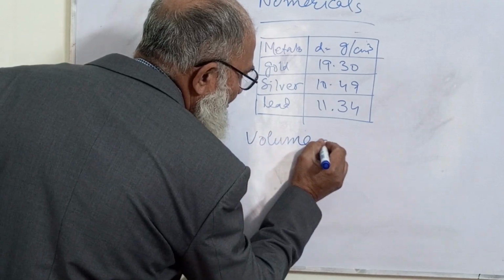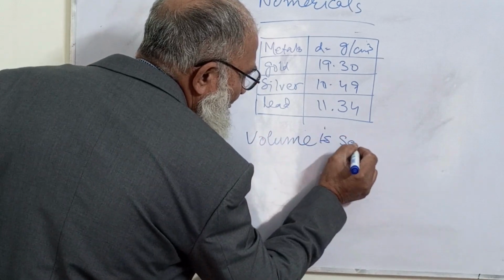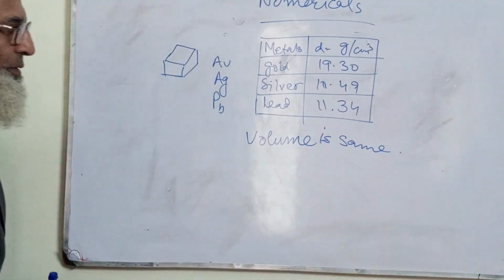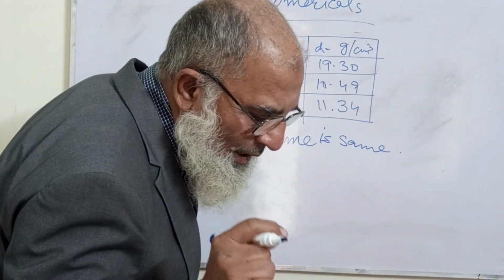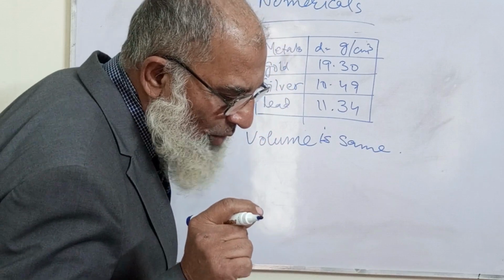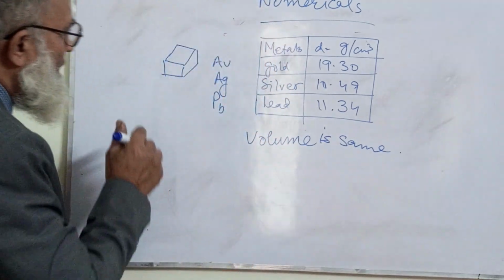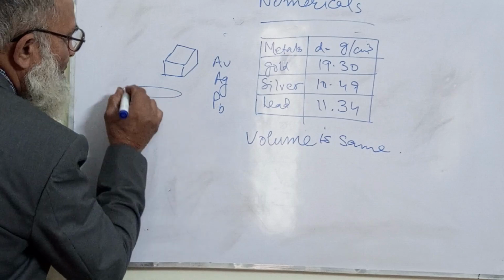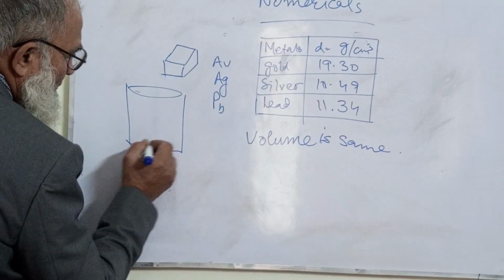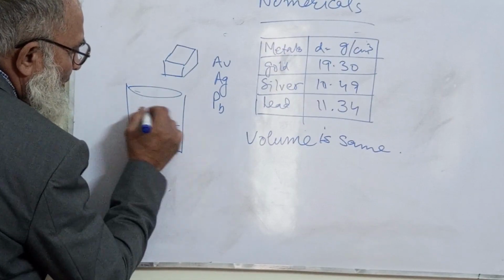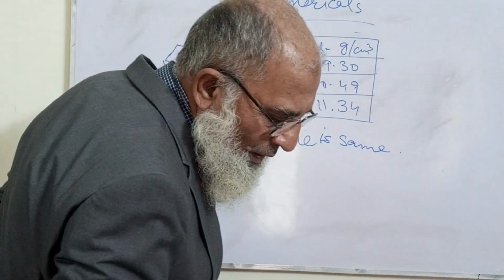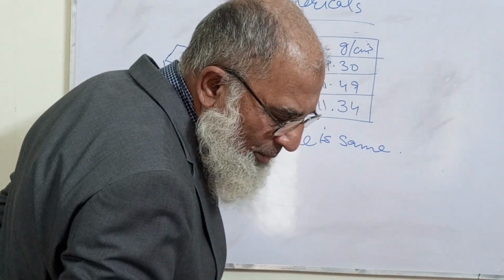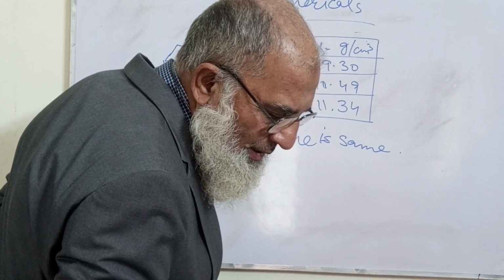The volume is the same, but they are made of different metals. Each one is lowered into a beaker of water. What will happen? Use the data in the table to decide which one will cause the biggest rise in water.